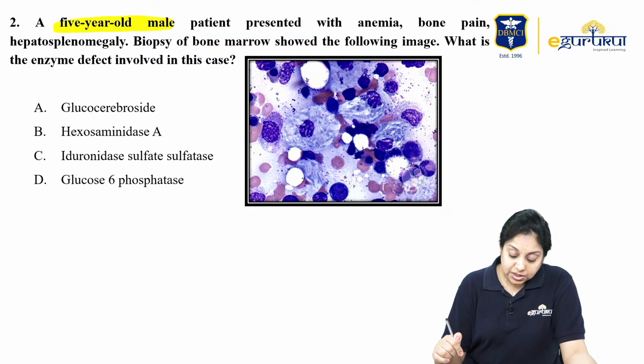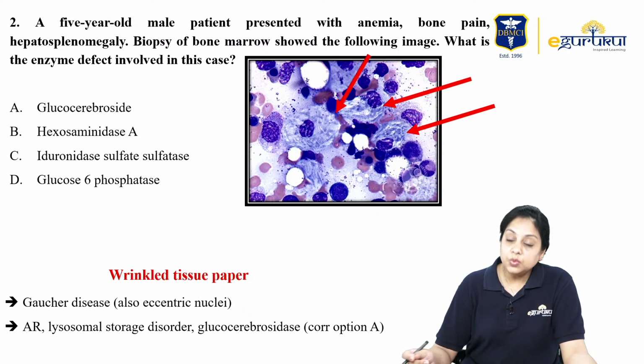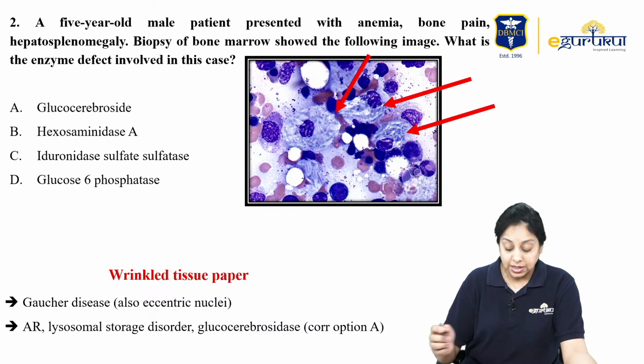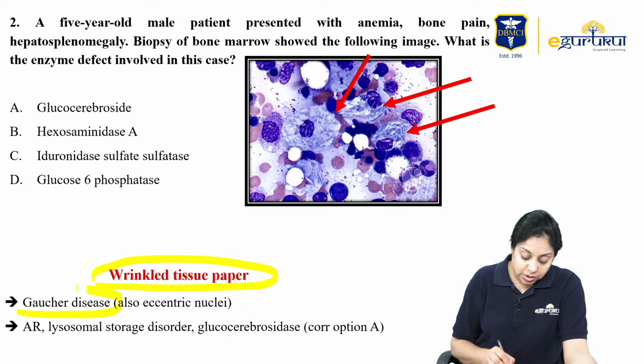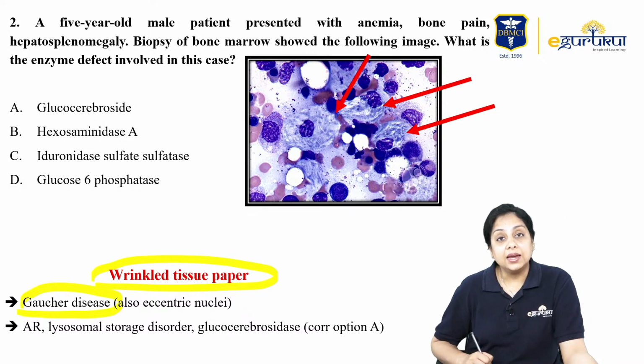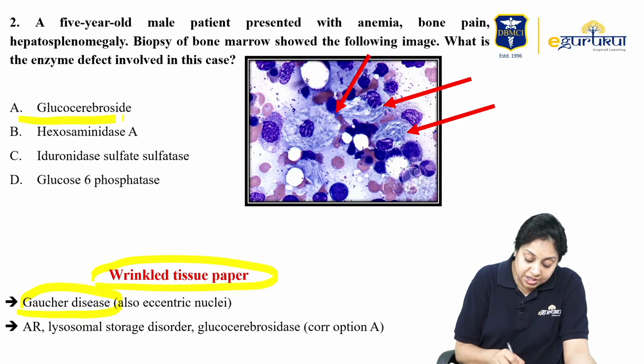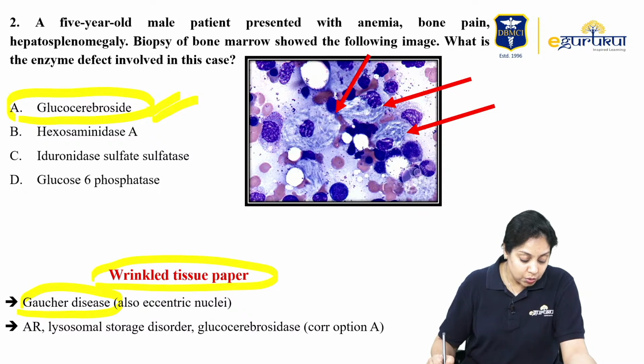So what is this question? From this image, what do we see? We see these 3 or 4 big wrinkled tissue paper images, and we know whenever there is this wrinkled tissue paper kind of appearance, that is related to Gaucher disease, and Gaucher disease is because of a deficiency of the glucocerebrosidase enzyme, right? So which enzyme is deficient?